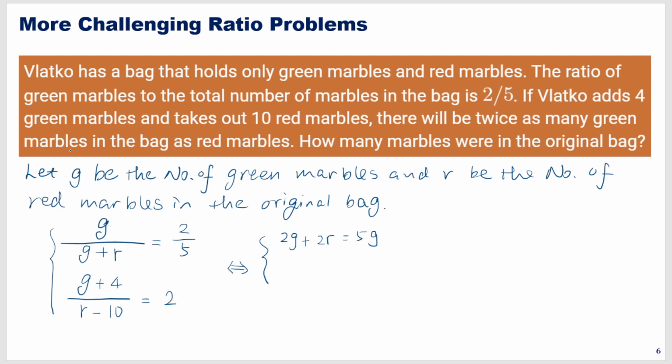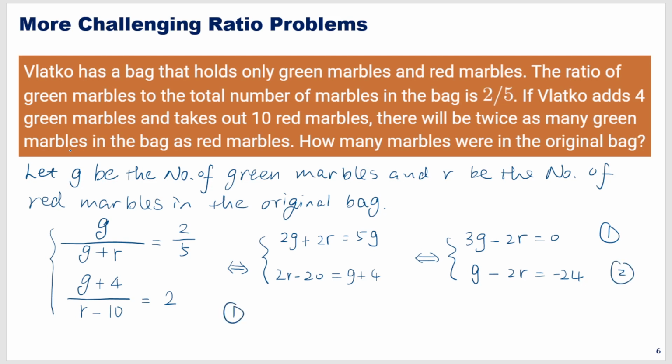So basically, that is 3g minus 2r equals 0. The second equation is 2r minus 20 equals g plus 2, right? That corresponds to g minus 2r equals negative 22, right? And let's call this equation number 1 and 2. Then you could use equation number 1 minus equation number 2. This will give you 2g equals 24, and g is 12, right?